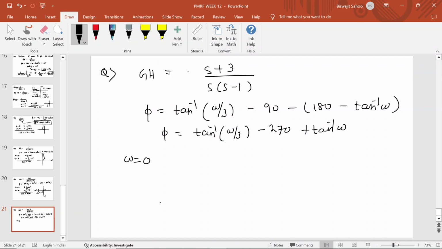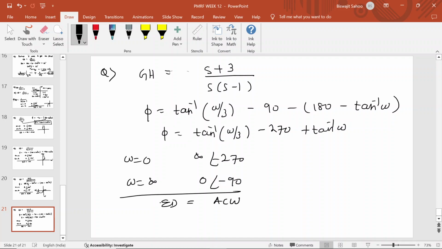So at omega equal to 0, this is infinity minus 270, and at omega equal to infinity, this will be 0 minus 90. So ending direction is anti-clockwise. Okay, starting direction not required. Find out the polar plot. So the polar plot will be something like this. This is anti-clockwise direction. This is omega equal to 0. This point is omega equal to infinity. Okay. Check it out.